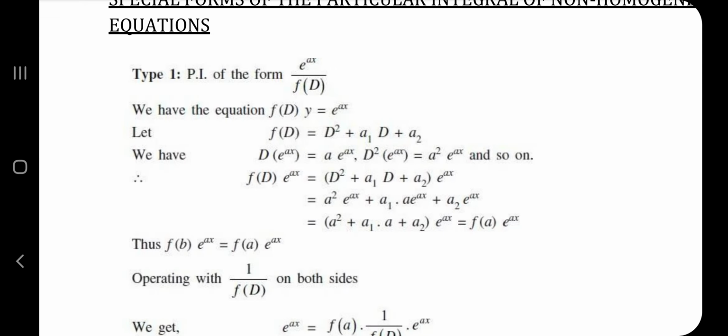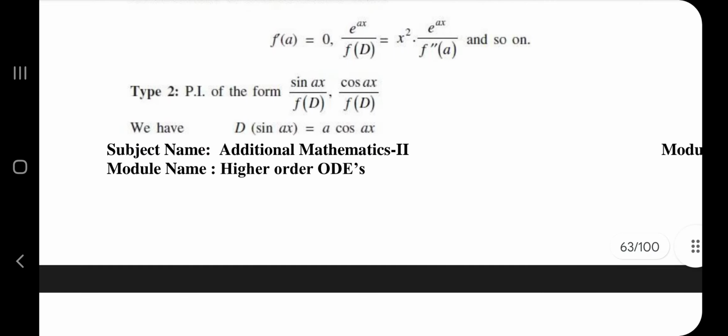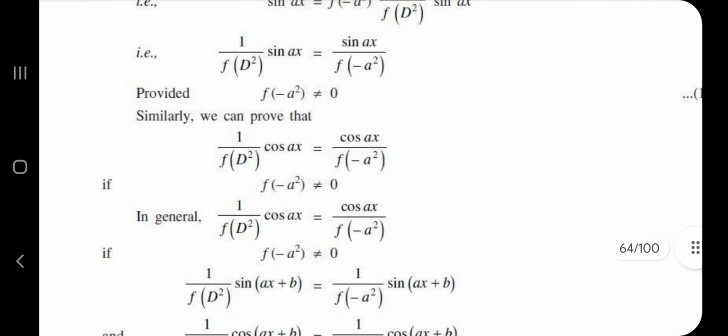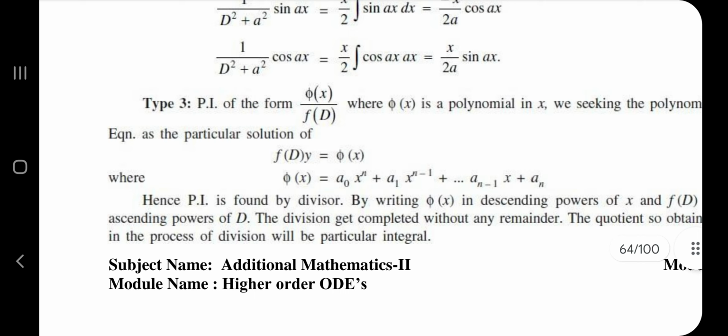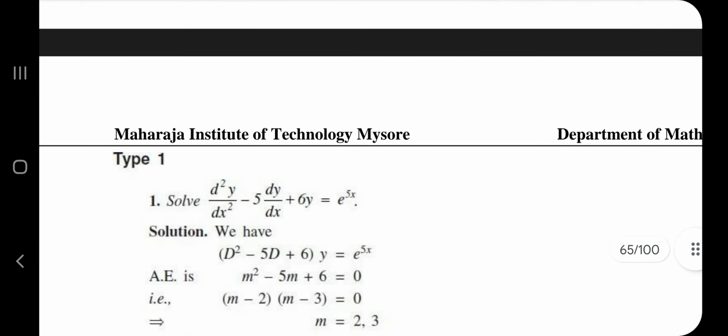Before that, there are three types. Type 1 is e^(ax) by f(D). The second type is sin ax by f(D) and cos ax by f(D). And the third type is phi(x), which is a polynomial like x² + 2ax + b², like that. So three types are there.